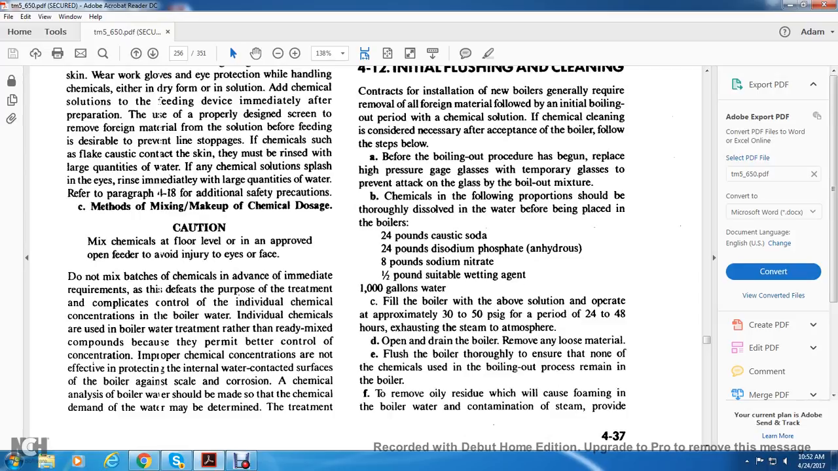C. Method of mixing and making up chemical doses. Caution: mix chemicals at floor level or in an approved open feeder to avoid injury to the eye and face. Do not mix batches of chemicals in advance of the immediate requirement, as that defeats the purpose of the treatment and complicates the control of the individual chemical concentration in the boiler water.